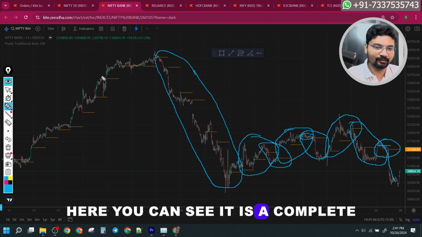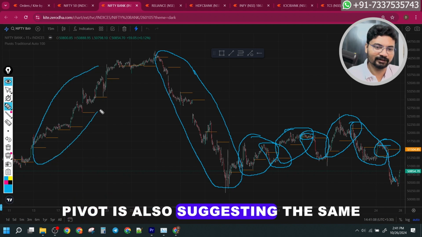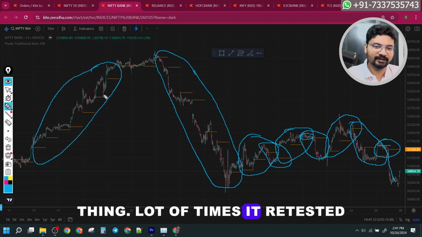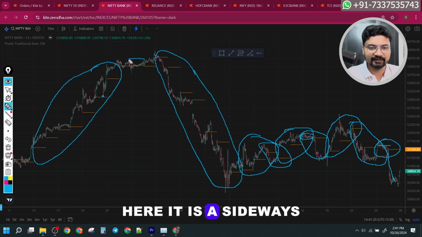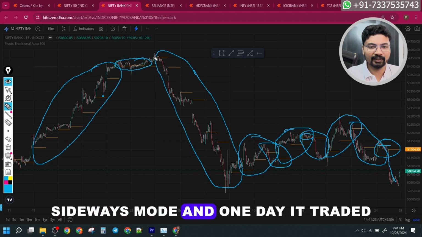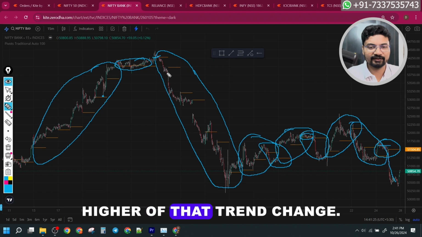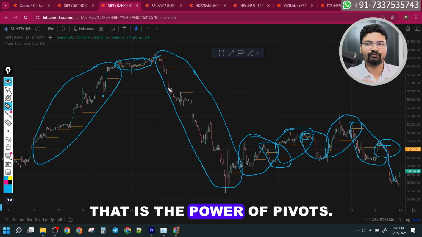Here you can see it is a complete uptrend. Pivots also suggesting the same thing. Lot of times it retested around the pivot and bounced back higher. Here it is a sideways mode, and one day it traded higher. After that, trend changed. That is the power of pivots.